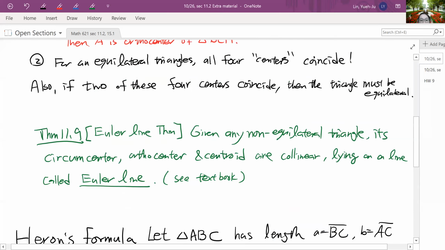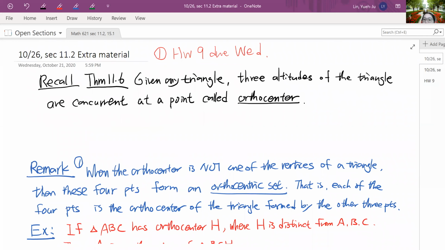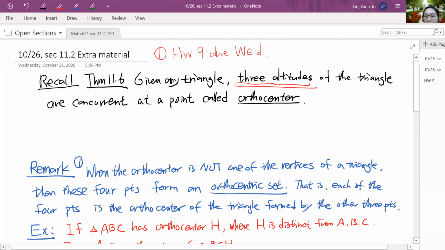Okay, so first of all, let's see. Recall the definition of the orthocenter. The orthocenter means you're taking the intersection of the three altitudes of the triangle. In theorem 11.6, what we want to prove is that these three altitudes are going to intersect at a single point, and the point of intersection is what we call the orthocenter. So, for example, if you want to draw the picture, then let's see.